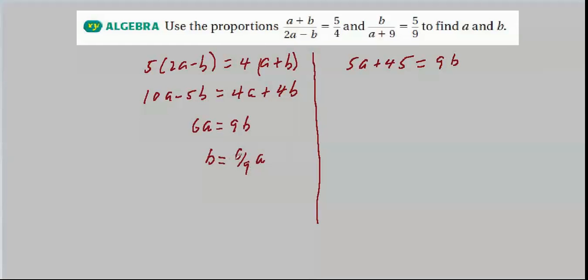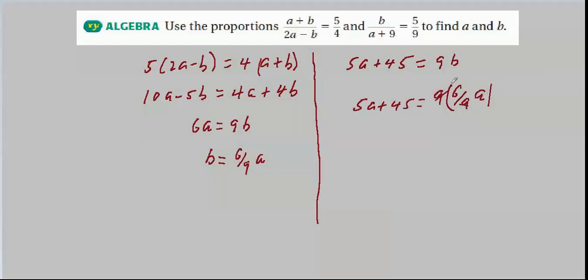Now that we have an expression for b, we have a second equation here. So let's substitute that expression in here, so everything is in terms of a. So over here we get 9 times 6 over 9 times a. We're just substituting in our expression for b here. And that's 5a plus 45. This, of course, reduces to 6a.